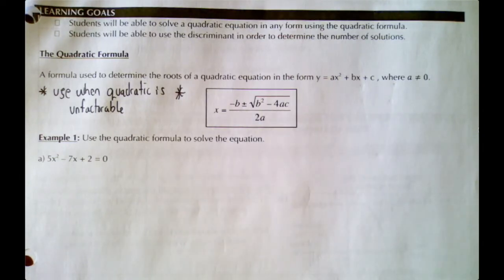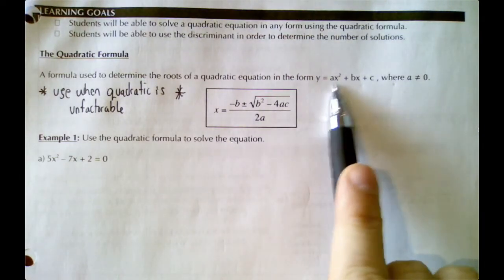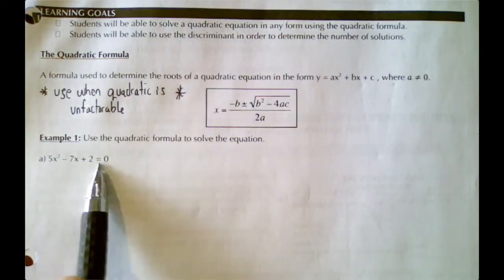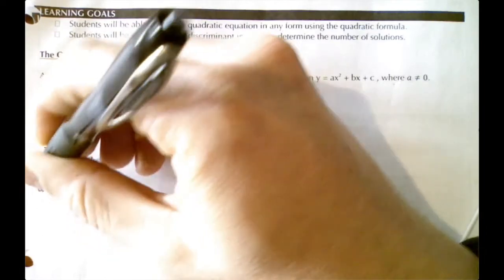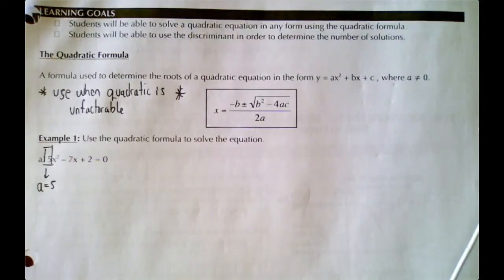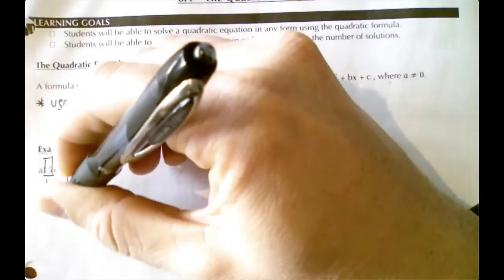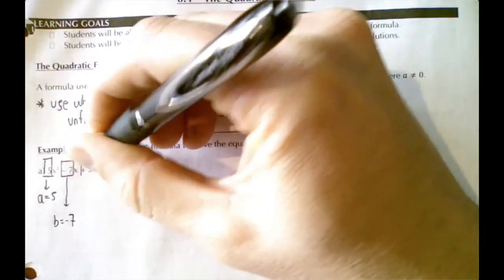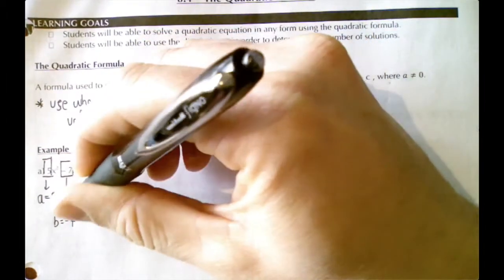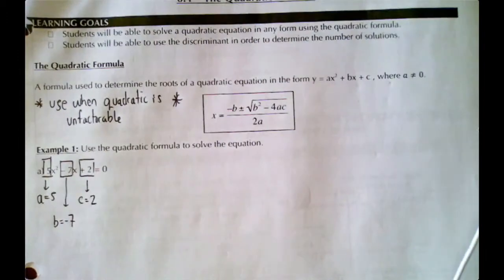So the a is in front of the x squared. So in our equation here, the number in front of the x squared is 5. So 5 is our a. And negative 7 is in front of the x term. So that's our b. And 2 is on the end. That's our c. And now we have a, b, and c.